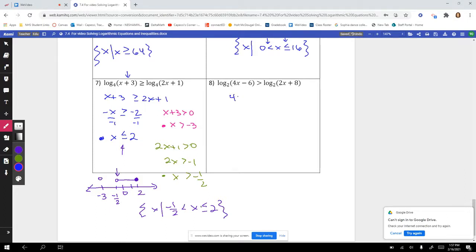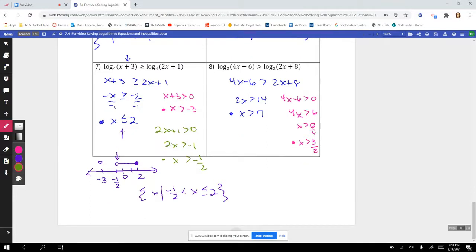Again, my bases are the same, so I have 4x minus 6 is greater than 2x plus 8. So I'm going to have 2x is greater than 14, so x is greater than 7, so that's 1. Now let's look at each of our arguments. 4x minus 6 must be greater than 0. So I have x is greater than 6 over 4, so x is greater than 3 over 2. The last thing we have to look at is this 2x plus 8. So 2x plus 8 has to also be greater than 0. So 2x is greater than negative 8. x is greater than negative 4.